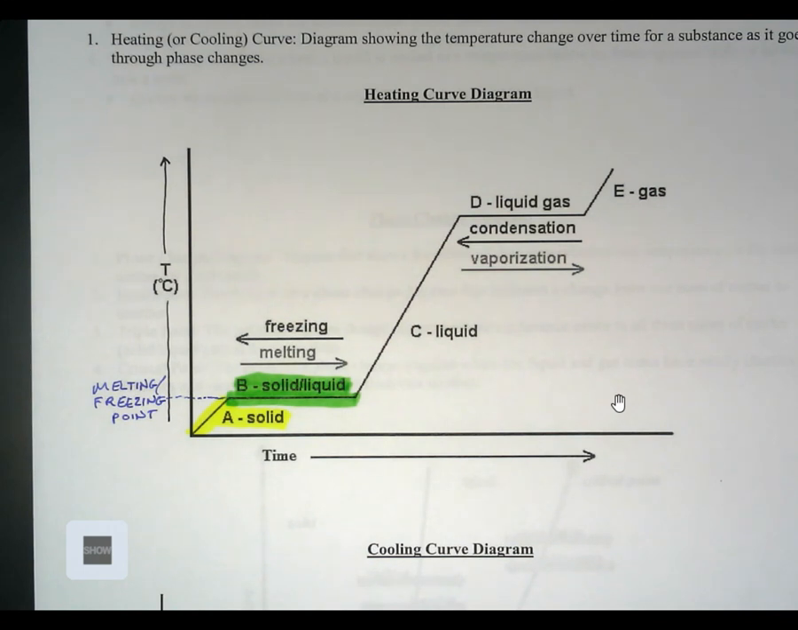Not yet. Eventually, after a long time, but when it's ice water, it would be 32 degrees. There you go. 32 degrees Fahrenheit, 0 degrees Celsius, the whole time. Ice water would be 32 degrees, 0 degrees Celsius.